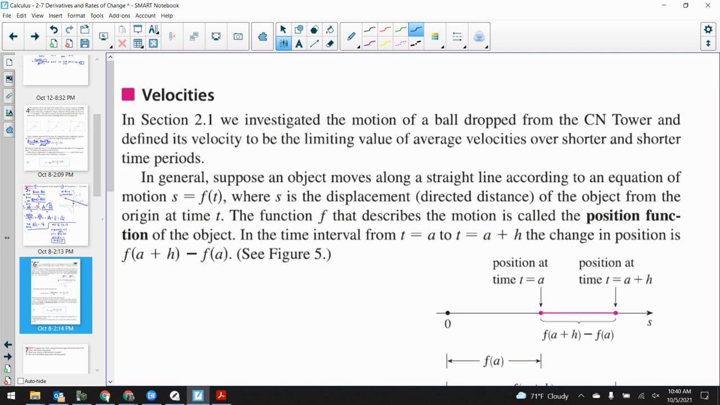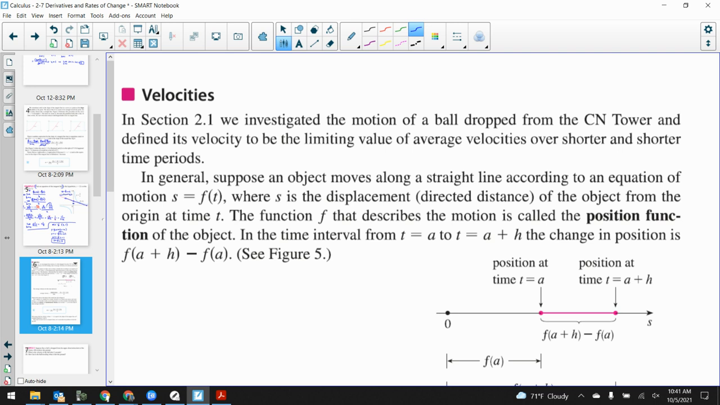And we're going to find its velocity at even intervals until we get closer and closer to where we think it should go. And then we decided that's sufficiently close. Okay? In general, suppose an object moves along a straight line according to an equation, S is equal to f of t. Whenever I use an S, I'm talking about the displacement. Okay? Displacement, straight line movement.